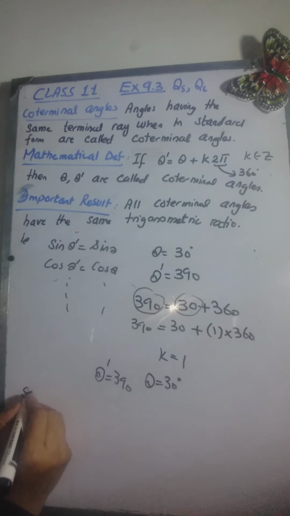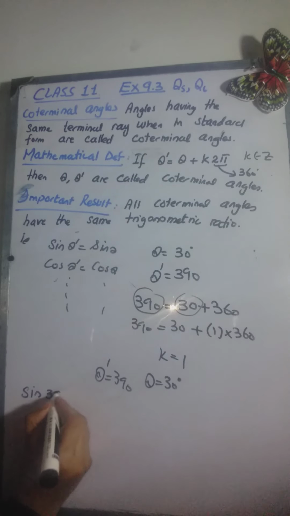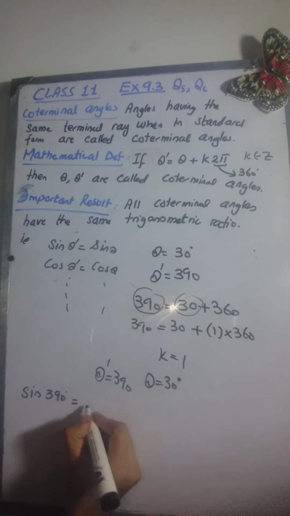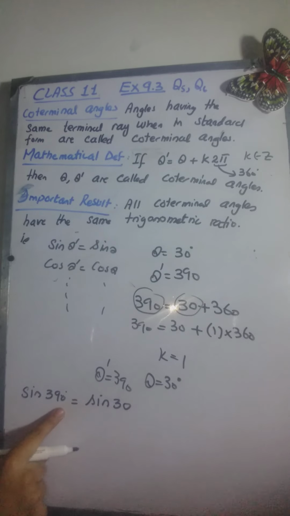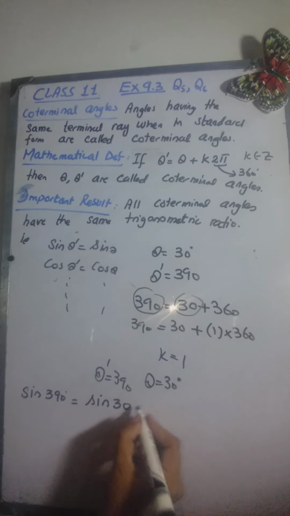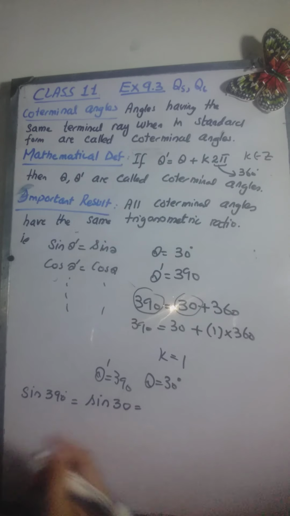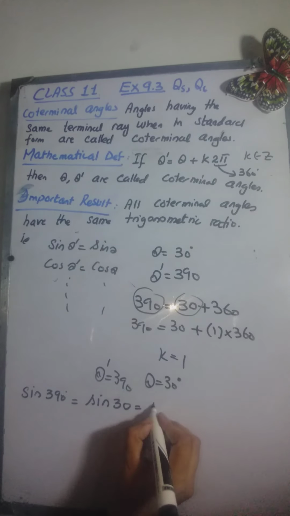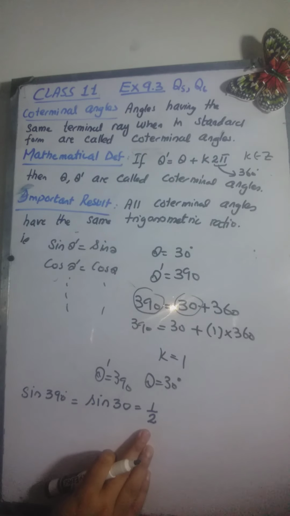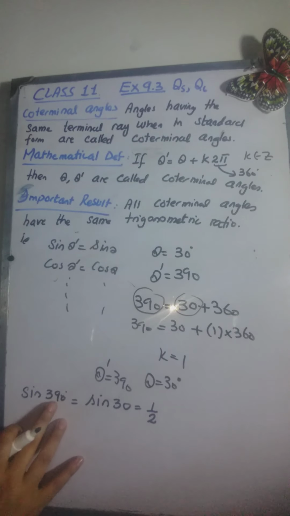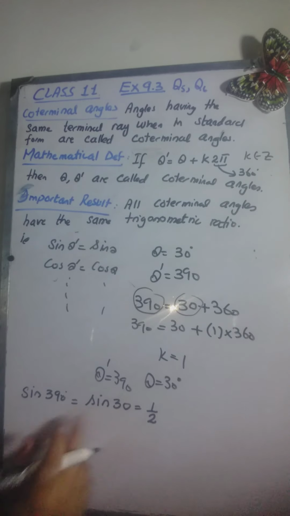So if you want to find the sine of 390, it must be equal to the sine of 30, because 30 and 390 are coterminal, and from our previous knowledge, we know that sine of 30 is equal to 1 by 2. So sine of 390 will also be equal to 1 by 2. This is how we find the trigonometric ratios of angles which are coterminal to 30.